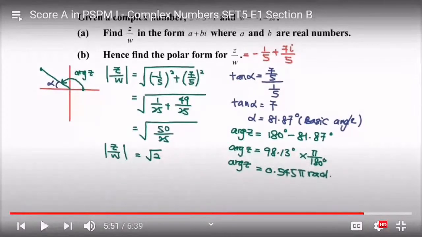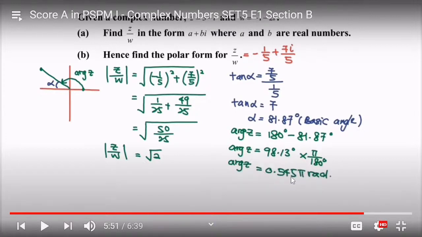Okay, so saya just nak jelaskan ya. Saya ni kebiasaannya saya guna angle. Saya tak berapa mahir sangat nak terus buat radian. Faham? So saya selalu buat angle dahulu. So 180 minus basic angle, so saya dapat 98.13. Then ingat, express your answer in the terms or in the form of radian. So jawapan saya boleh begini.